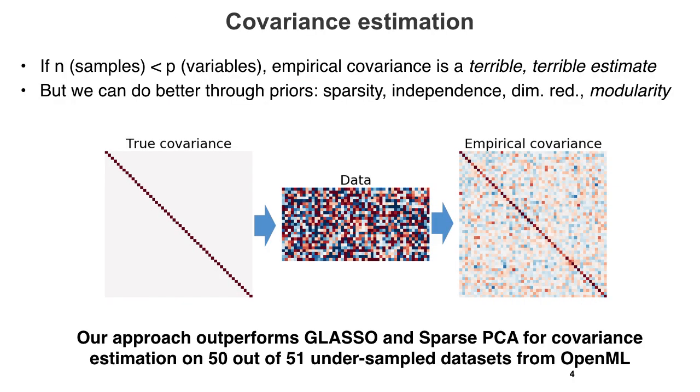Another way to use latent factor models is for covariance estimation. If the number of samples is less than the number of variables, we know that the empirical covariance is a very bad estimate. So what was usually done is to use additional priors like sparsity. We show in our paper that on real-world datasets, our approach outperforms GLASSO and sparse PCA for covariance estimation on 50 out of 51 undersampled datasets from OpenML.